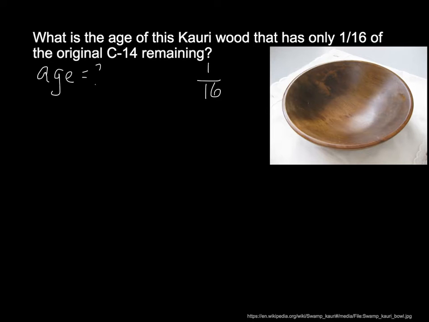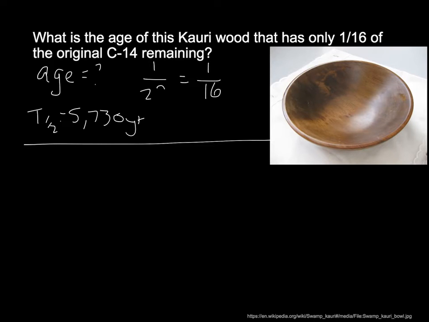Whenever you see a fraction in these carbon-14 problems, you immediately want to associate that with the equation 1 over 2 to the n, which tells us the fraction of material left after a certain number of n half-lives have gone by. In this case, we also know that the half-life of carbon-14 is 5,730 years. Using this information now, we should be able to solve for the age of this bowl.